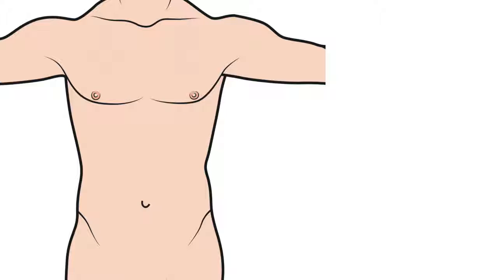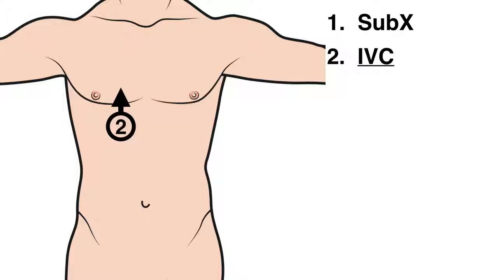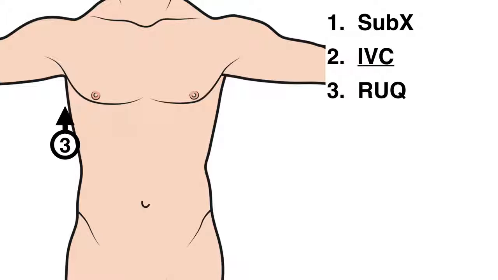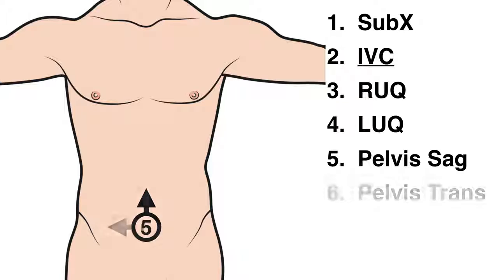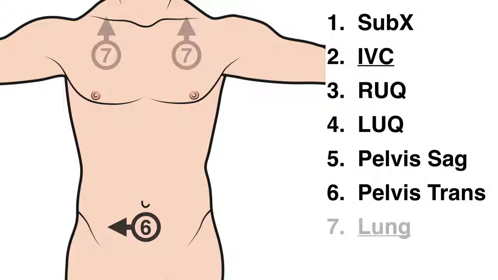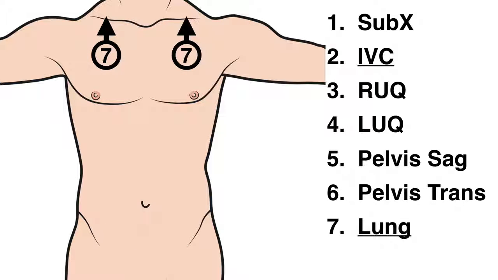So when we are doing our EFAST exam, we're going to start off with the subxiphoid view, followed by the IVC, followed by the right upper quadrant, left upper quadrant, pelvis and sagittal, pelvis and transverse, and anterior thorax for pneumothorax evaluation. The reason we go in this protocolized order are severalfold. First, you want to look at the heart. If the heart is not beating, very little other information in the abdomen is going to be as helpful.